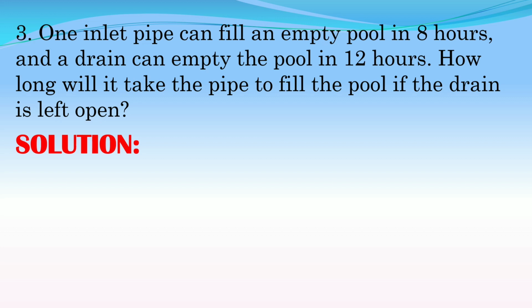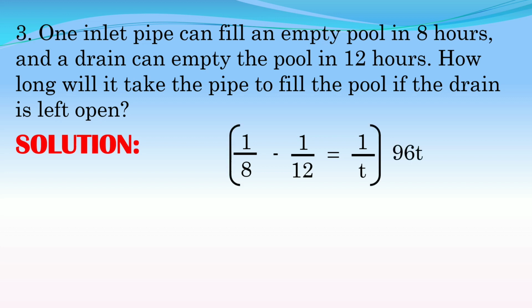So, let's substitute the given to our formula, which is 1 over A minus 1 over B is equals to 1 over T. So, where A is the time taken by the inlet pipe to fill the empty pool, so we have 1 over 8. And B is the time taken by the drain to empty the pool, so we have minus 1 over 12. Equals, so T is the number of hours it takes the pipe to fill the pool if the drain is left open. So, we have 1 over T. So, ganun pa din, kailangan natin kunin yung common denominator nila. So, ang common denominator nila ay 96T. So, we will multiply it both sides.